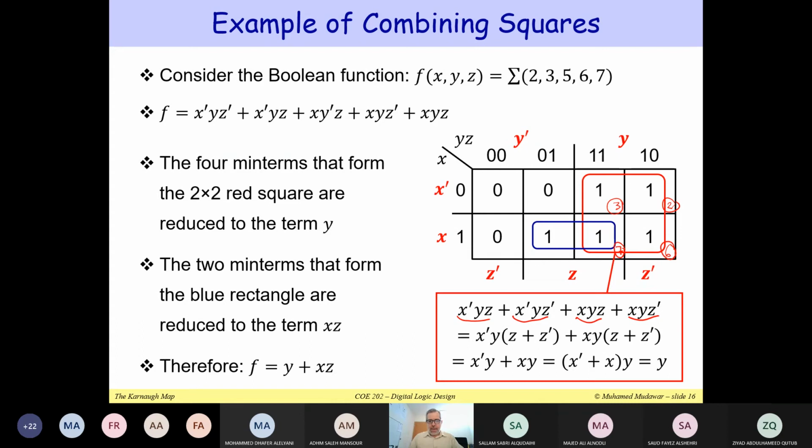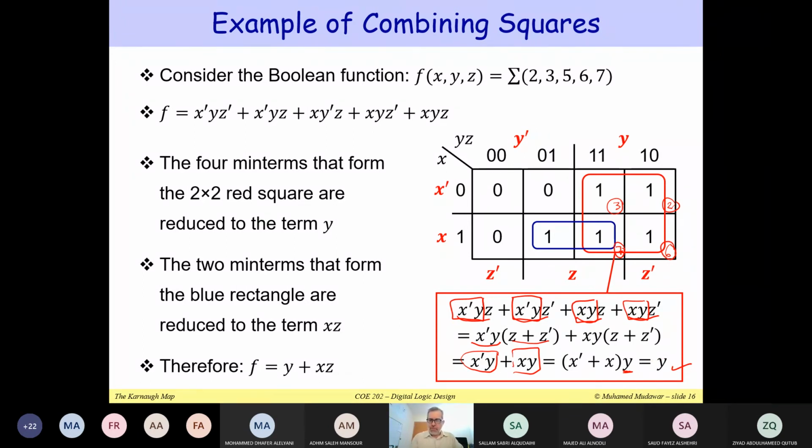So what I can do is actually prove that this will be equal to y, using basically the properties of Boolean algebra. Here I can see that x prime y is common. So I can take out x prime y. z or z prime will give me 1. So this can be simplified to x prime y. The same thing here, I have xy is common. So again, z or z prime will give me 1. So therefore, we can simplify it to xy. And what is common is y. Here we have x prime or x, which is equal to 1. And therefore, everything can be simplified to y.